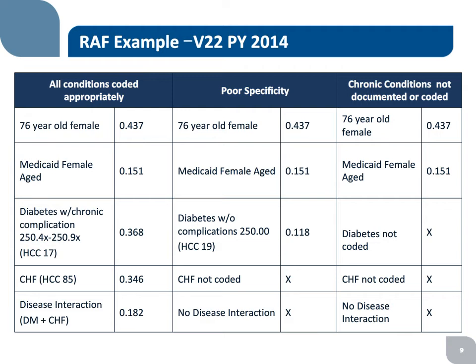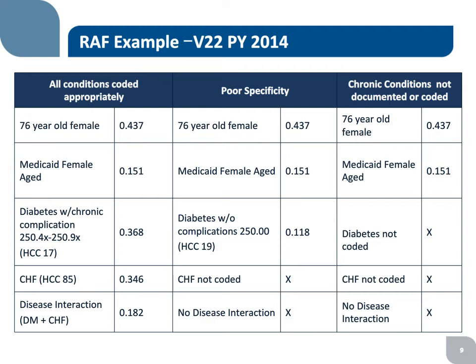So if you look at this, the top two rows, that's the demographic piece. A 76-year-old female, Medicare, Medicaid. The RAF scores are identical all the way across. It doesn't matter how you document. And that score remains every January 1st. So that stays in there, whether that patient comes in or not, those scores stay there.